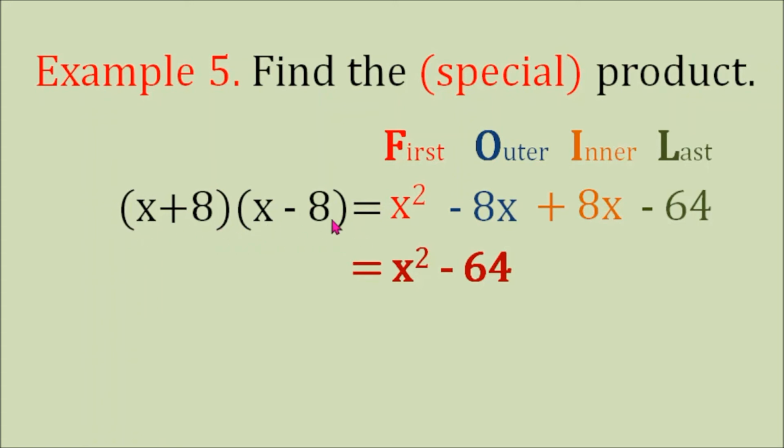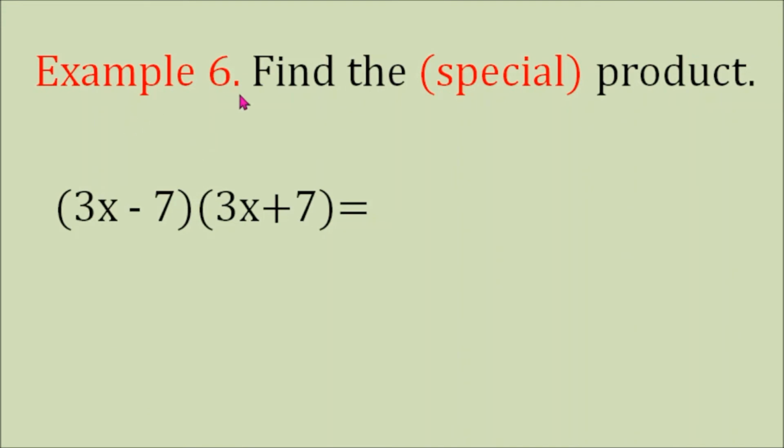So this means that if we are going to find the product of the sum and difference of two terms, we can just skip multiplying the outer terms and the inner terms, because the sum of their products will be equal to 0. So we can just make a shortcut: multiply the first terms, x times x, that's x squared, and multiply the last terms, positive 8 and negative 8, and that's negative 64.